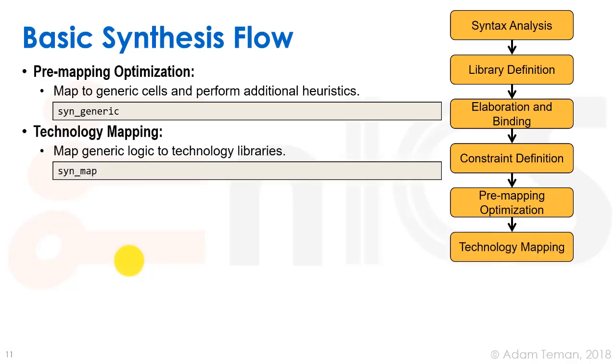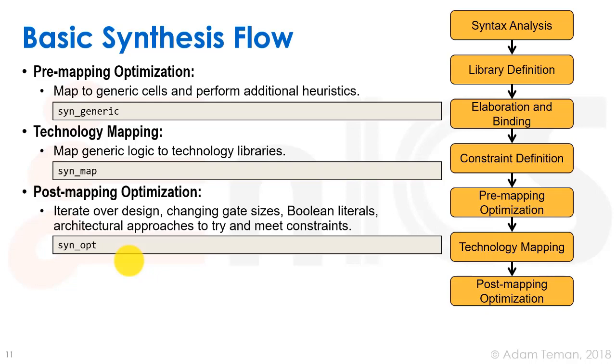Next, we go to a very important stage called technology mapping, which is where the tool actually connects this RTL behavioral description that is independent of the technology. It maps it to the actual standard cells with real delays and real limitations or features of the standard cell library.